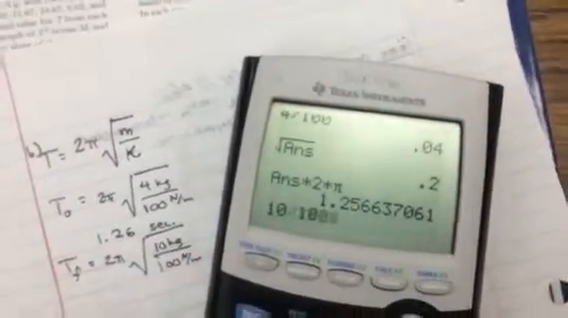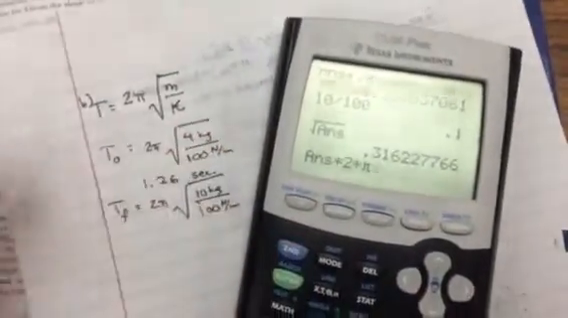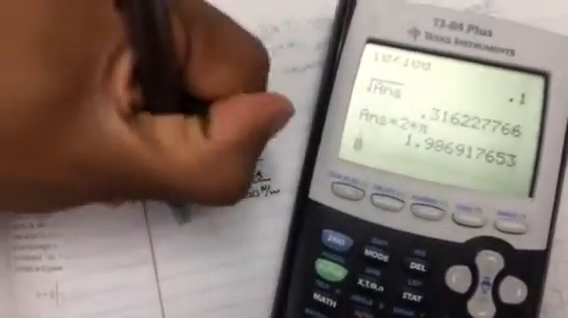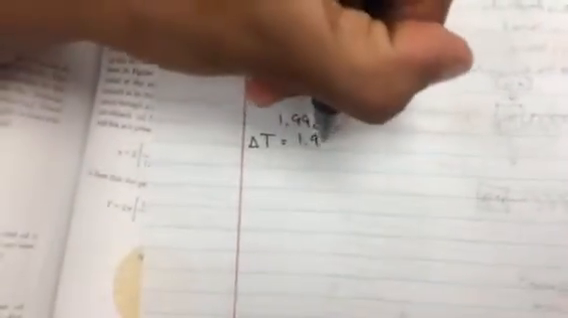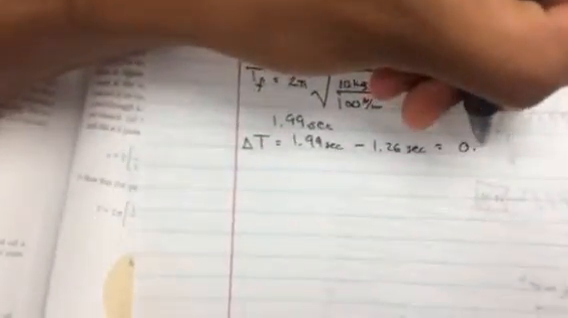Then our T final is going to be 2 pi. What's our new mass? Our new mass is 10 kilograms divided by 100 newtons per meter, because spring constant stays the same. Divide this by 100. Take the square root of that. And multiply by 2 times pi. So our new period is 1.99 seconds. So our change in T is going to be 1.99 seconds minus 1.26 seconds, which is equal to 0.73 seconds. Cool. So now we'll continue to part C.